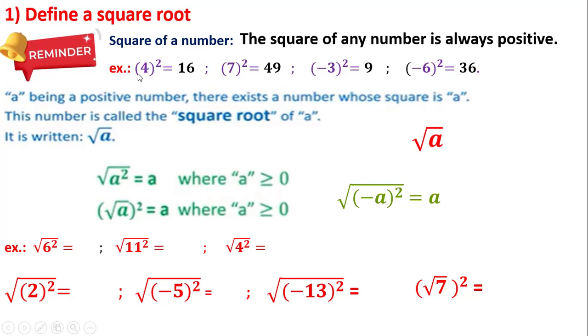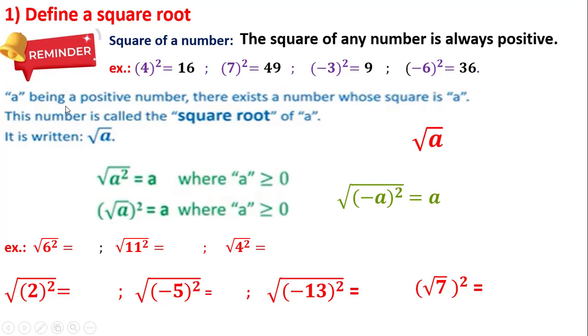4 squared is 4 times 4, which is 16. 7 squared is 7 times 7, the answer is 49. Minus 3 squared: this is a negative base. Whenever the exponent is even, and 2 is even, the negative becomes positive, and we get the answer of 3 squared. 3 squared is 3 times 3, so its answer is 9. Minus 6, all of it squared. Also, this is a negative base. The exponent is even, so my answer becomes positive. And 6 squared is 6 times 6, which is 36.